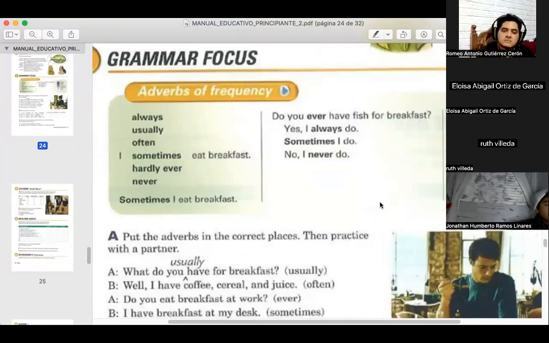Okay. So here we have the frequency adverbs, or the adverbs of frequency, the grammar. As I was saying, we start with the subject. Then we put the frequency adverb, and at the end the complement. But if you see, sometimes it can change position. It would be the only one of the frequency adverbs that we could move. We can use it at the beginning of the sentence.